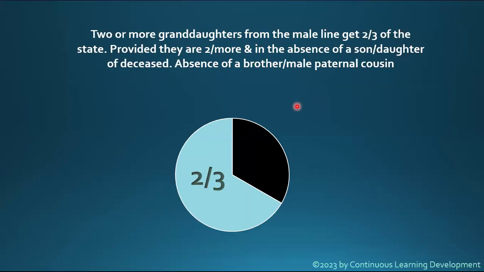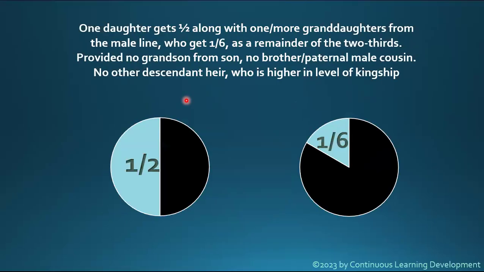If there are 2 or more granddaughters from the male line, they will share 2/3 of the estate, provided they are 2 or more, and in the absence of a son or daughter of the deceased. So again, we're just reiterating the fact that there should be no child of the deceased, no son nor daughter, in order for a granddaughter or a grandson to inherit. And there should be absence of a male brother and a paternal cousin. So there should be no brother, because if there are no children, then siblings would stand in as inheritors.